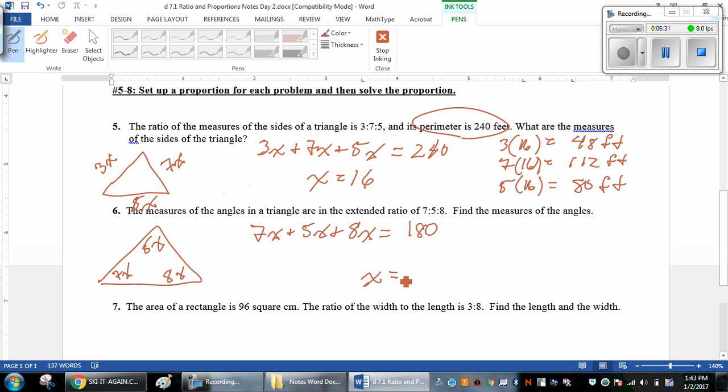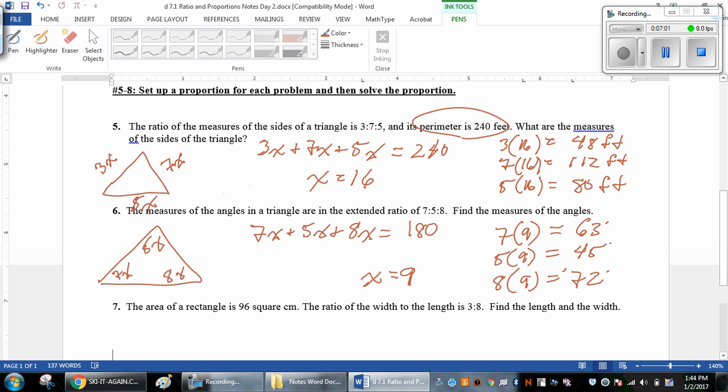All right, so you should have gotten x equals 16. Sorry, that was our previous one. We should have gotten x equals 9. And then we plug it back in and we get our angles. 7 times 9, 5 times 9. These ones you should know, so hopefully you don't need a calculator. And 8 times 9. And we get 63 degrees. Remember, we're talking about angles now. 45 degrees and 72 degrees.